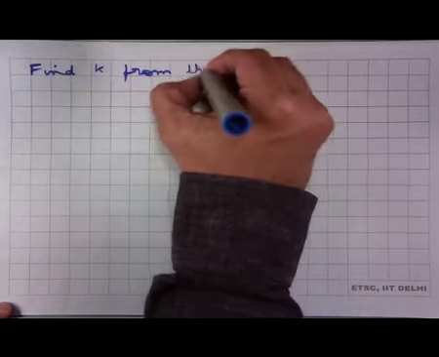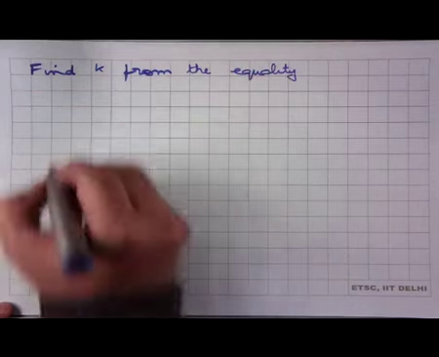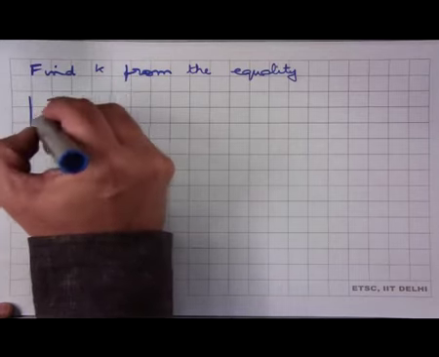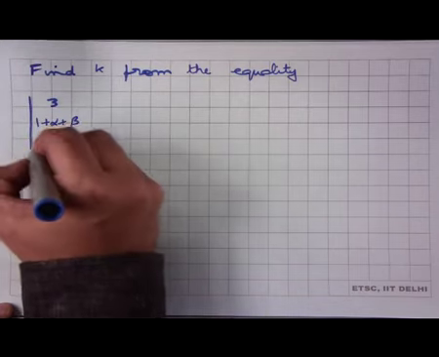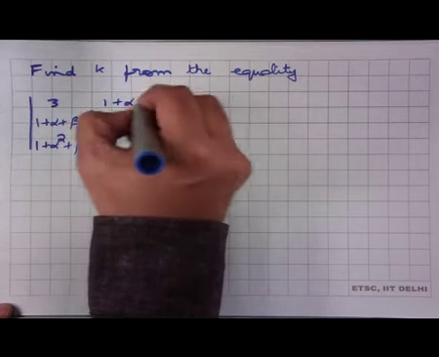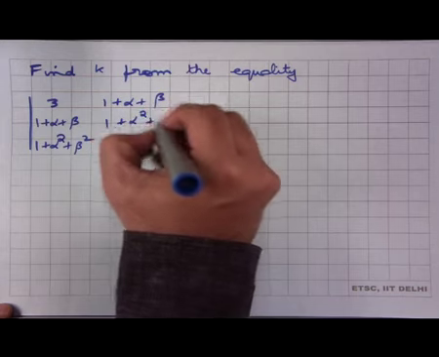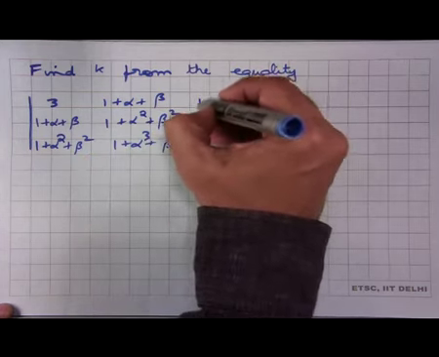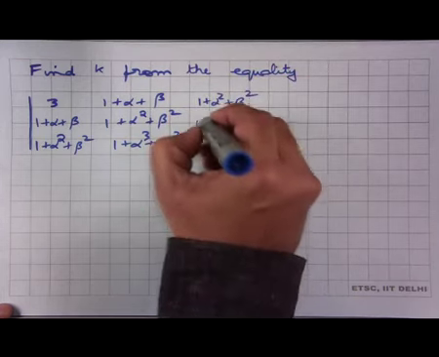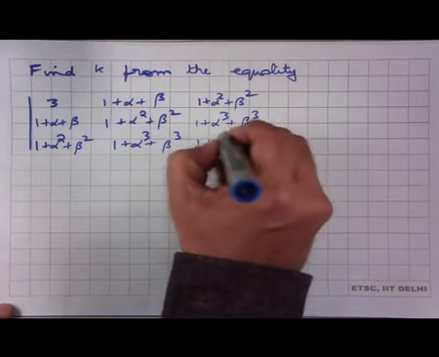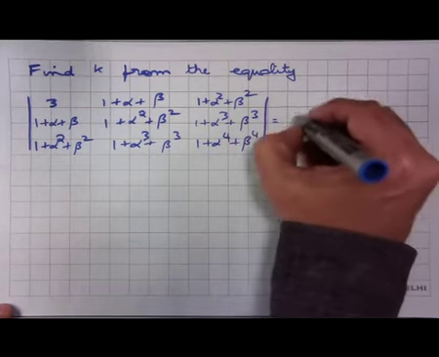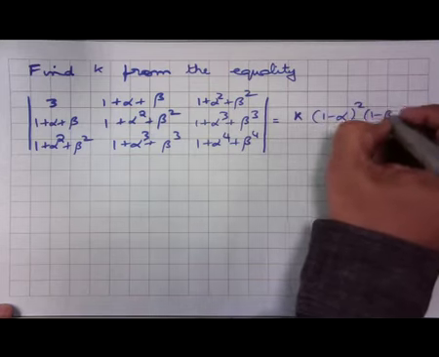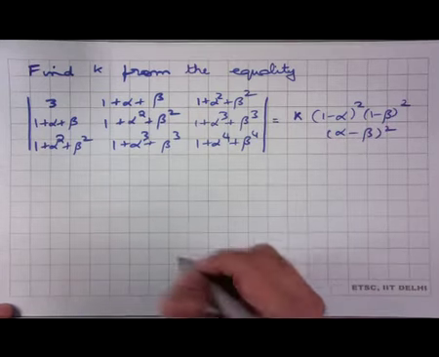So what we have to essentially do is to say, okay, we want to find k from the equality: 1 plus alpha plus beta, 1 plus alpha square plus beta square, 1 plus alpha plus beta, 1 plus alpha square plus beta square, 1 plus alpha cube plus beta cube, 1 plus alpha square plus beta square, 1 plus alpha cube plus beta cube, 1 plus alpha power 4 plus beta power 4, and this we say is equal to k times 1 minus alpha square, 1 minus beta square, and alpha minus beta square. So how do we find k from here?